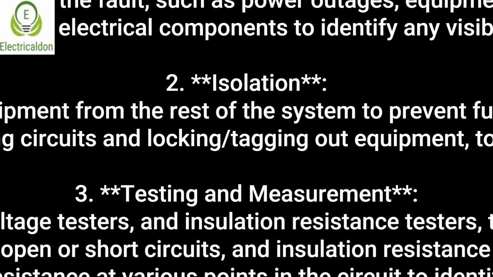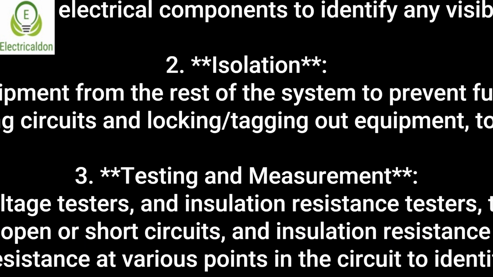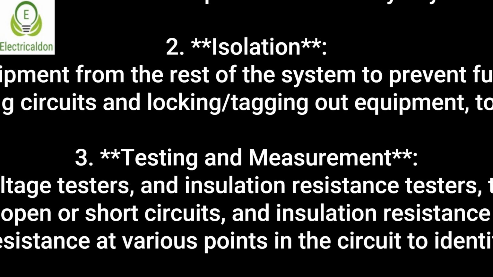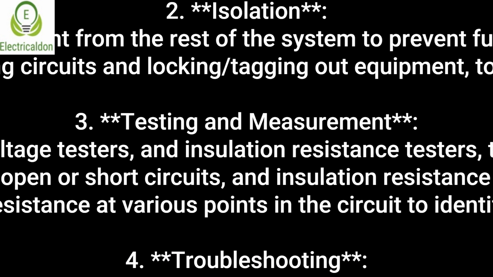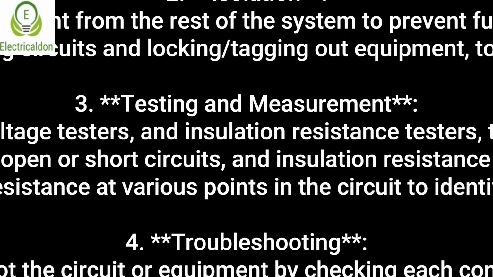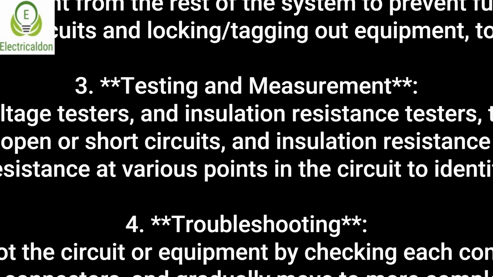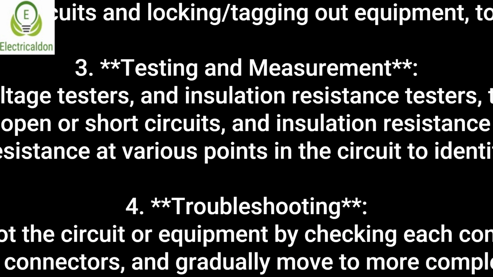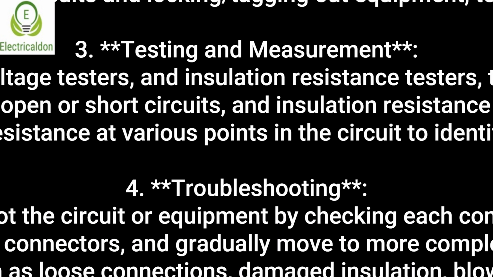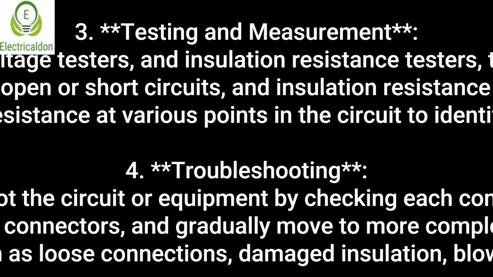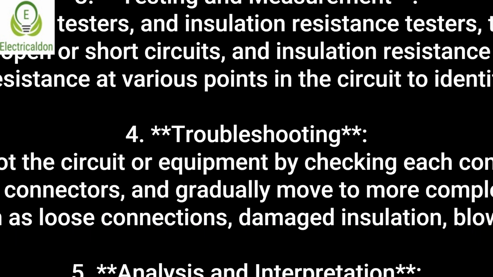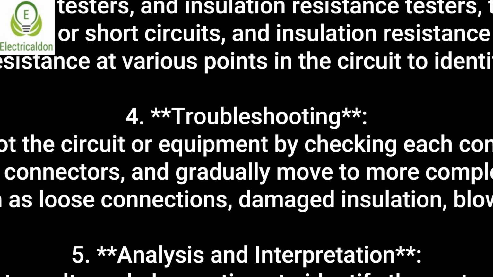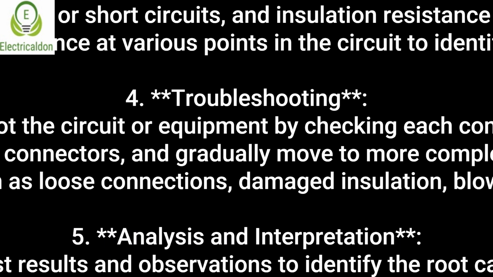3. Testing and measurement. Use electrical testing instruments, such as multimeters, voltage testers, and insulation resistance testers, to measure electrical parameters and identify abnormalities. Perform continuity tests to check for open or short circuits, and insulation resistance tests to detect insulation breakdowns. Measure voltage, current, and resistance at various points in the circuit to identify deviations from normal values.